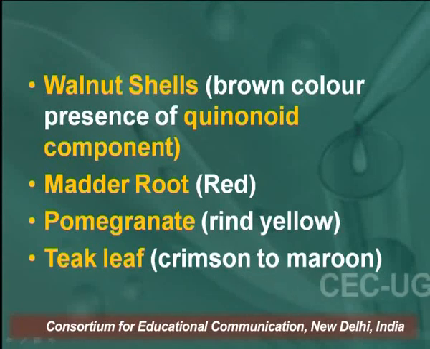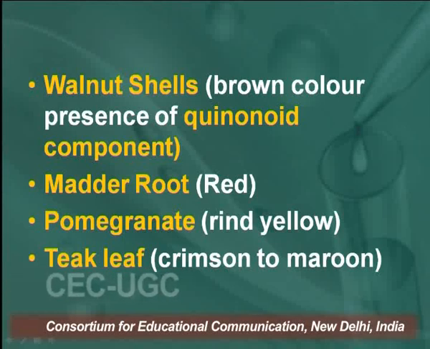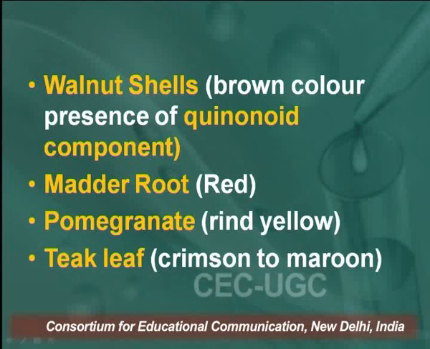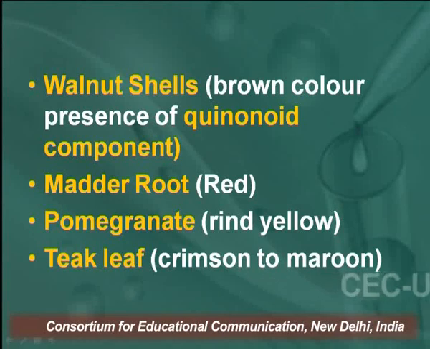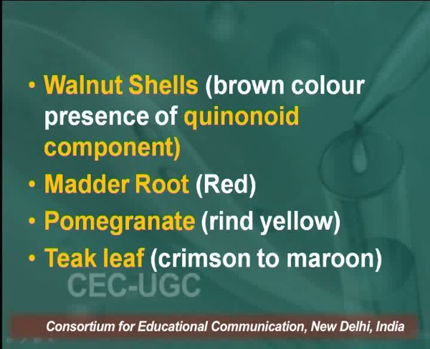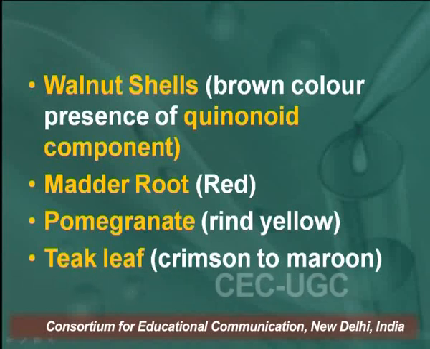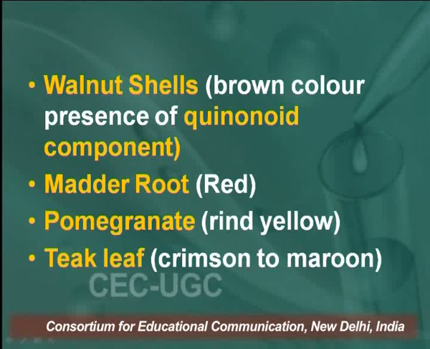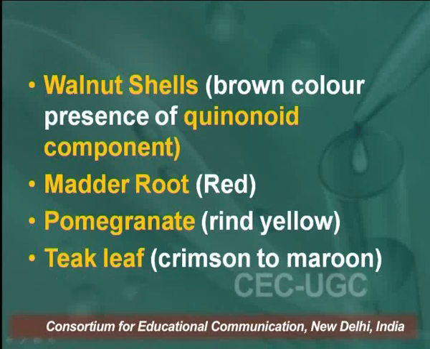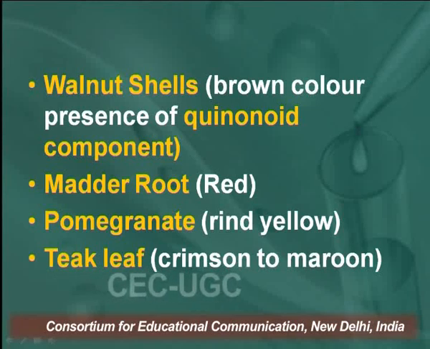Similarly, another important plant-derived dye we can obtain is from walnut shells. So, you can understand everything in nature is important. From walnut shells, manufacturers used to take out brown dyes, and that brown color is due to the presence of a quinonoid structure in them. Similarly, madder root, from the madder plant. The root of that plant is used to take out red dyes.